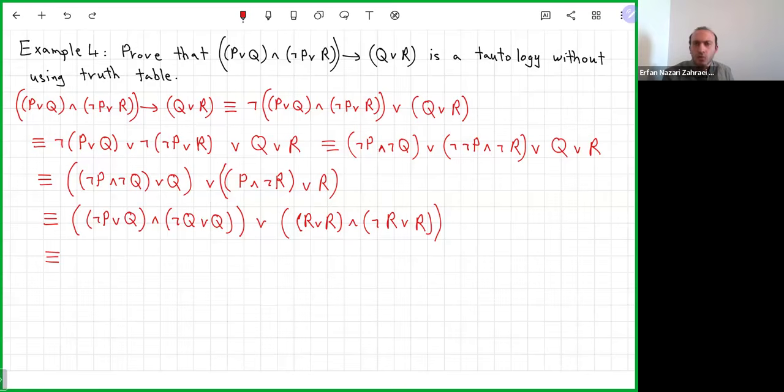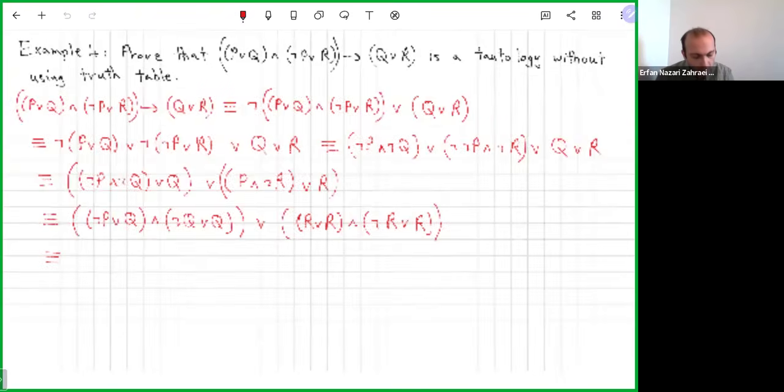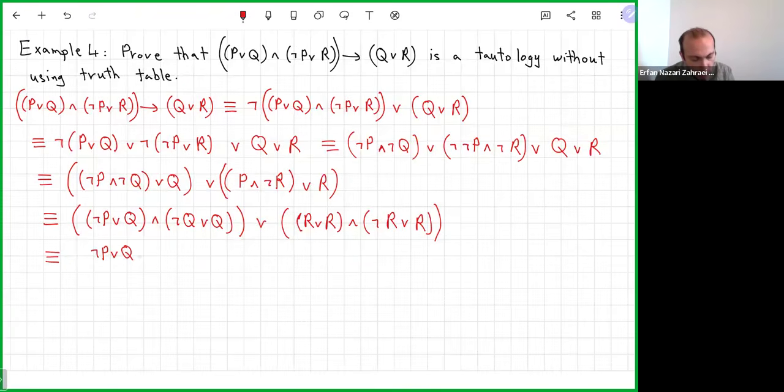An or statement is true if at least one of them is true. And at least one of these is true because they are negations of each other. So this is actually a true statement. I'm using this logical equivalence: P or not P is equivalent to true. So then I get not P or Q and true, or, by the way, this was P, not R, P or R when I distribute it, P or R, and this is also true.